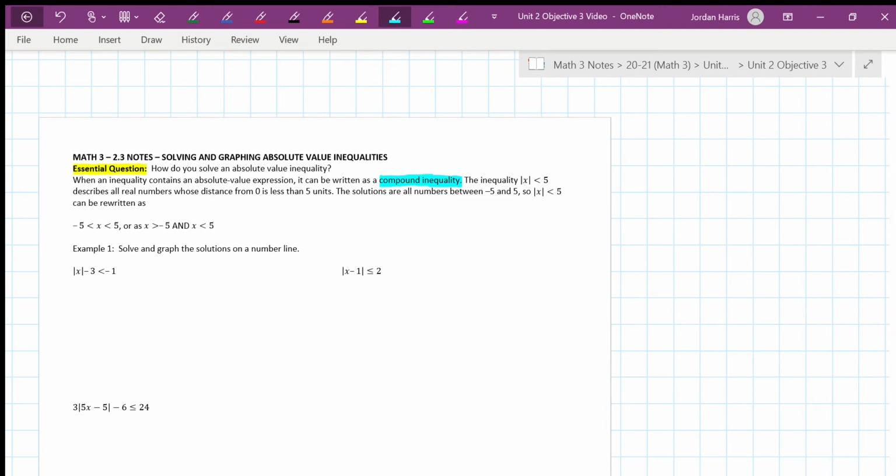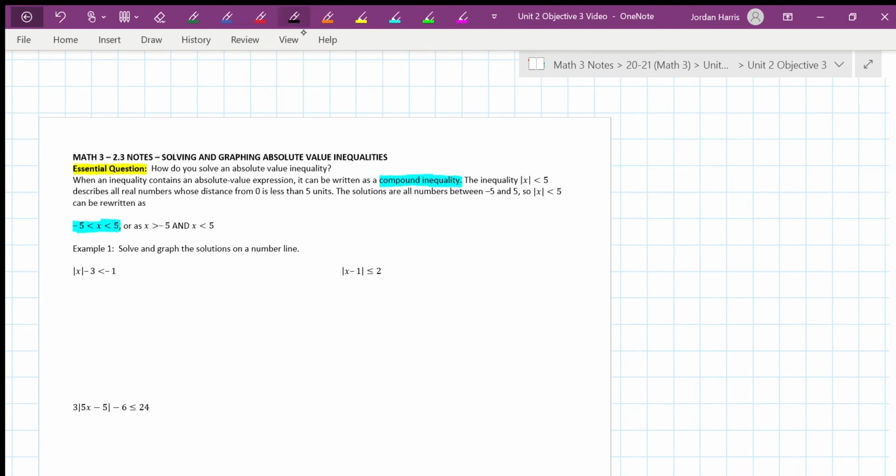The inequality, absolute value of x is less than 5, describes all real numbers whose distance from 0 is less than 5 units. The solutions are all numbers between -5 and 5. So the absolute value of x is less than 5 can be written as this. This is a compound inequality.